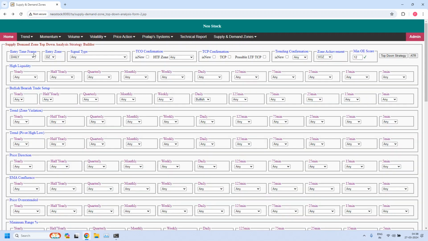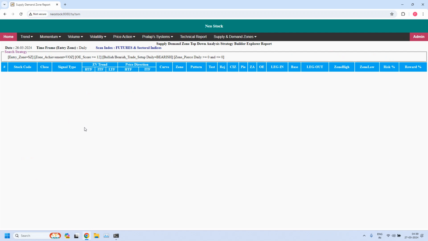And here, now we need to set bearish trade setup for monthly income trade. So entry time frame is as usual daily, but entry zone should be changed to supply zone because it is bearish trade setup. And in bullish or bearish trade setup parameter, in daily time frame, I am changing to bearish. Remaining parameters we already set previously. Your zone achievement is VOZ and minimum odd enhancer score 12 and pierced count should be 0. Now let me filter. No stocks are available.